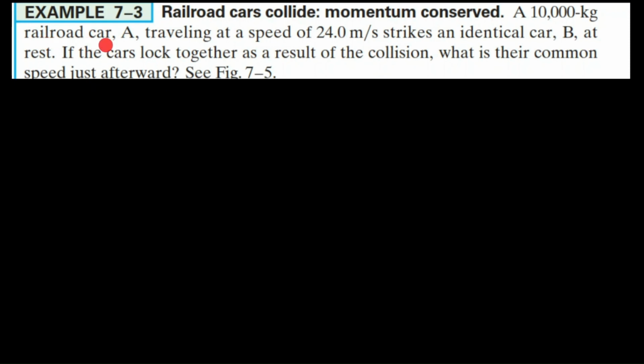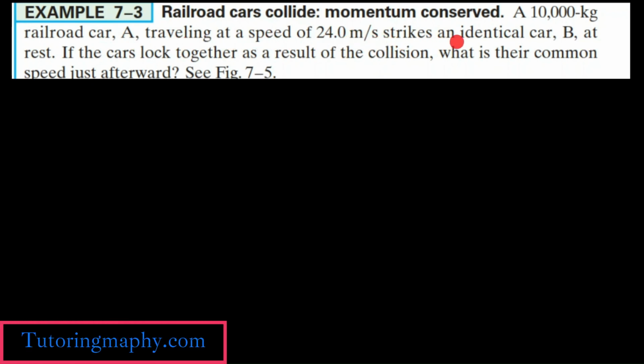A 10,000 kilogram railroad car A traveling at a speed of 24 meters per second strikes an identical car B at rest. Let's read out the question first completely. If the cars lock together as a result of the collision, what is their common speed just afterwards? This is a really easy question based on the conservation of momentum.